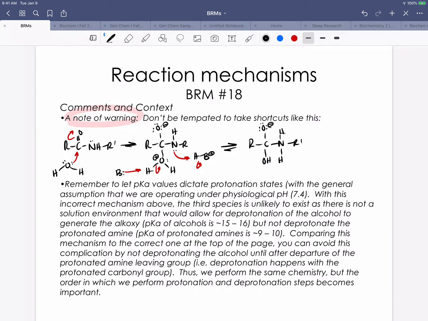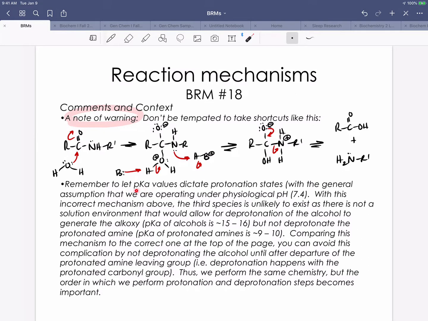So really, just finishing out this mechanism here, if we were to say, let's decompose this, have this guy depart, and we get our carboxylic acid and our amine, as much as it's tempting to do that because it seems like our mechanism is simpler, the problem inherently is with this guy right here.